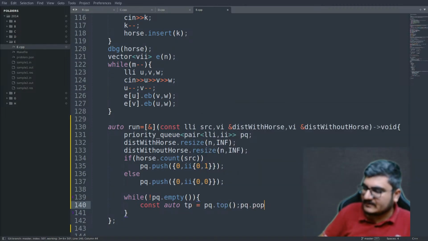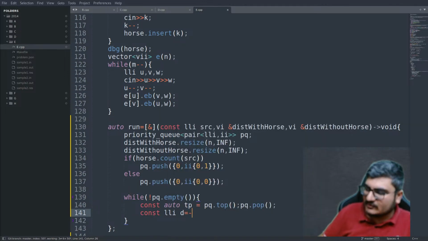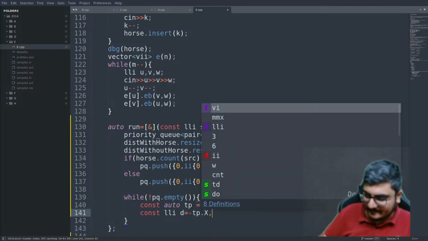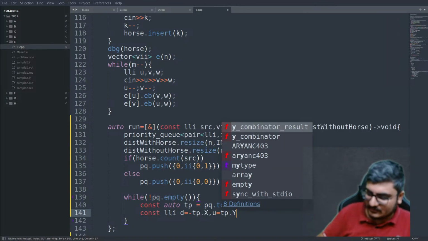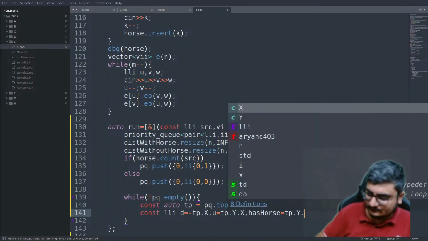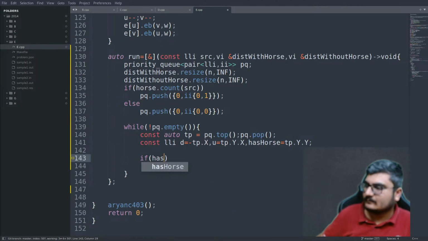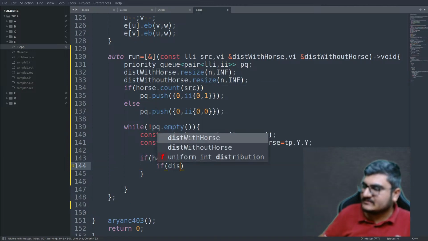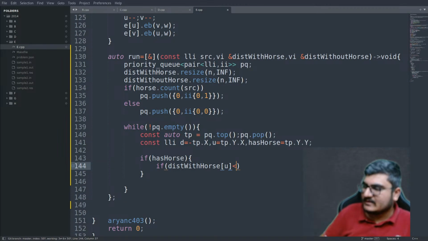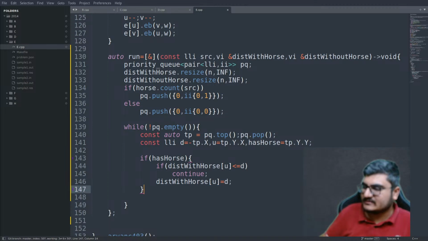Let's pick the first value. Here the distance would be like, I would put negative distance into the vector. Node would be top.y.x and has horse. If we have a horse and if the distance with horse to reach this vertex is less than or equal to k, we should ignore this value. Otherwise, we say the best distance with this horse to reach this vertex is d.